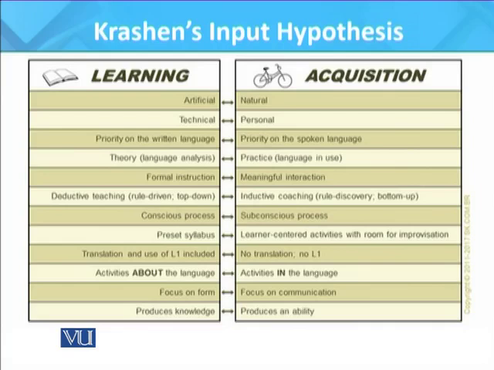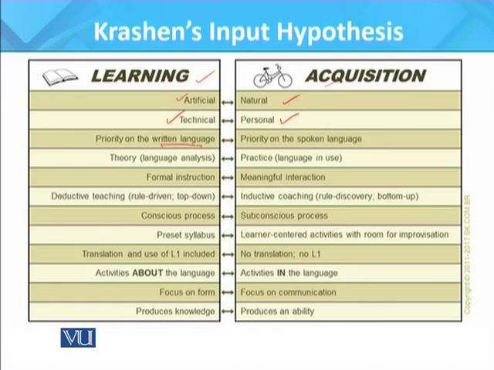Now, we have a summary of the differences between learning and acquisition. So let's see, what are the differences? Learning is considered artificial, meaning that particular rules are provided to the learner, whereas acquisition is natural. The acquirer acquires the language through input. Learning is technical, which means that specific aspects of language are given to learners based on the situation, whereas acquisition is personal, having interaction with your parents or colleagues or people from other target language cultures.